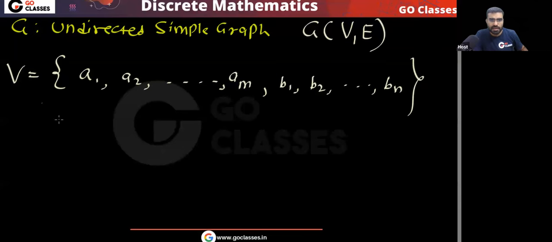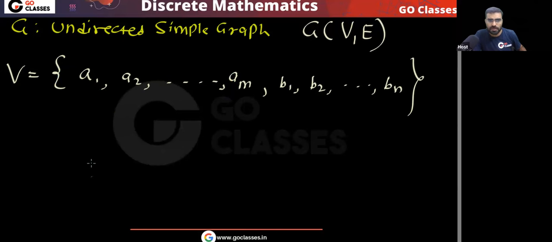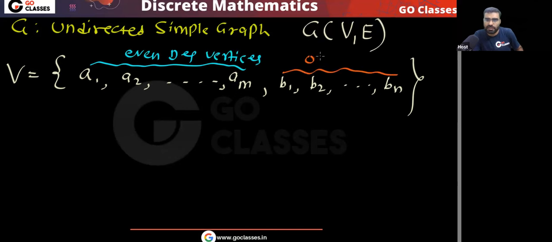So you can see in this graph, you have some vertices of even degree, some vertices of odd degree. Here, let me assume that these are the even degree vertices, and let's assume these are the odd degree vertices. Yes or no? These are the even degree vertices. These are the odd degree vertices. Now what are you doing?